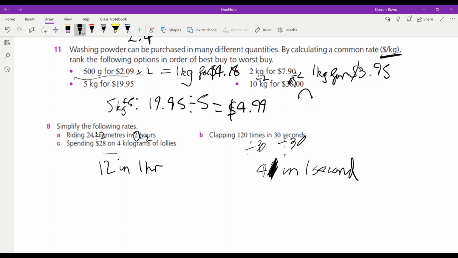Then here, 28 and 4, you divide by 4 would equal $7 in 1 kg of lollies.